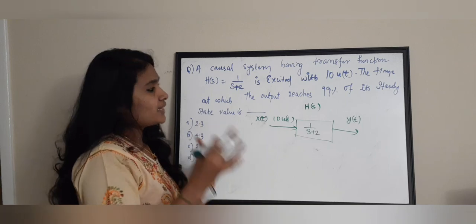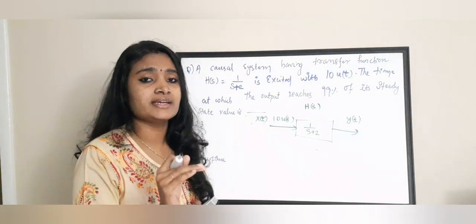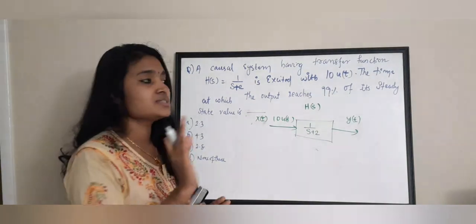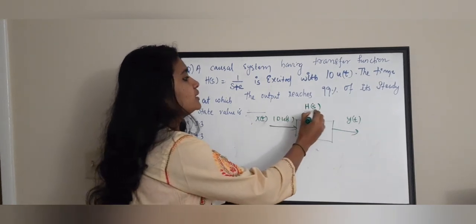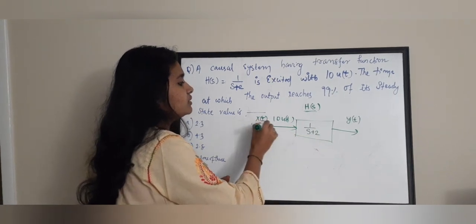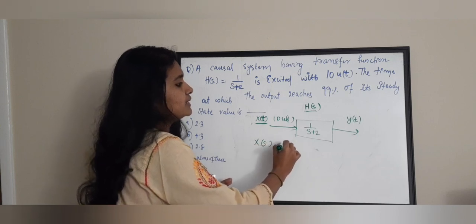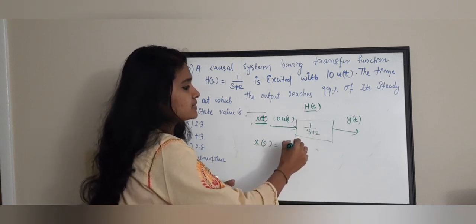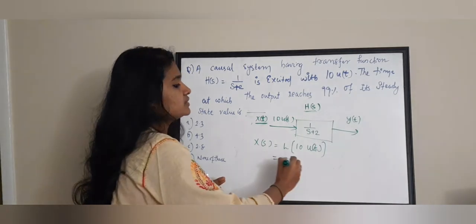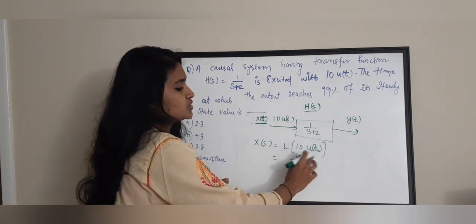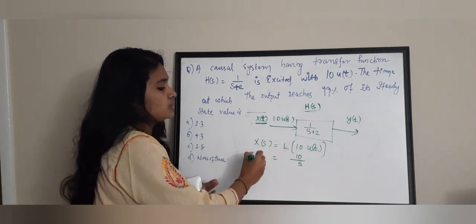So in order to calculate the steady state value, first we need to find what is the output, right? Only then we can obtain the steady state value of the output. So first let us try to find the output, which is y(t). Here we are given H(s) and we have x(t). Now what is X(s)? This is given in time domain, so the Laplace transform of 10 u(t) will be your X(s), right? This is a unit step function, so 10 by s will be your Laplace transform, or your X(s).